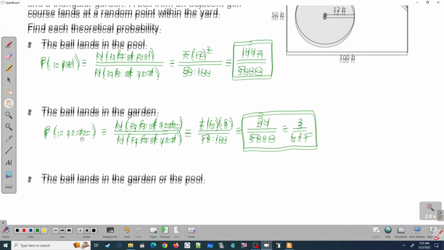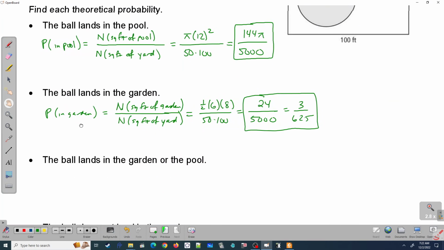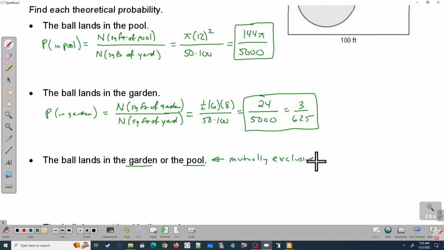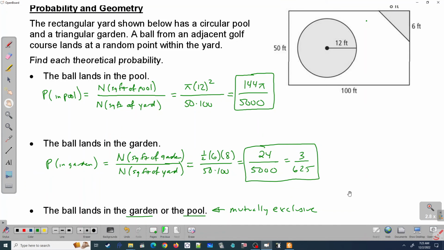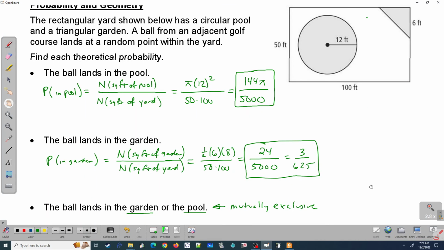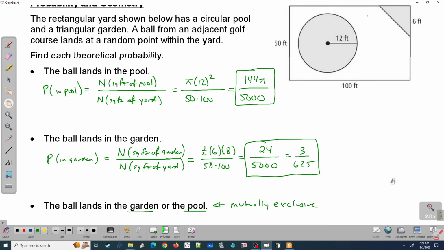Now it says, what's the probability that the ball lands in the garden or the pool? The neat thing about these two events is that they are mutually exclusive. Now I know I did say diagram not drawn to scale, but in this particular case, it's not too often that I've seen a garden and a pool overlap at the same exact spot where literally a garden is growing in a pool. So I think it's safe to say that this part of the diagram may be pretty accurate.